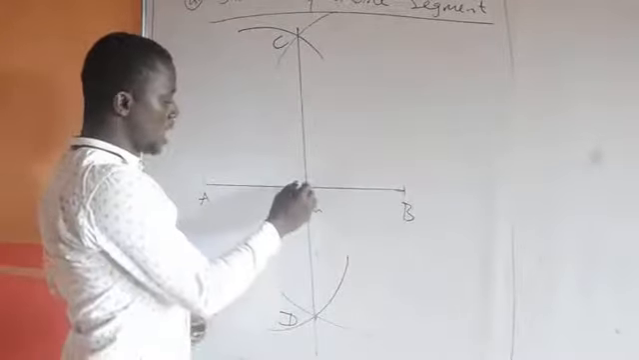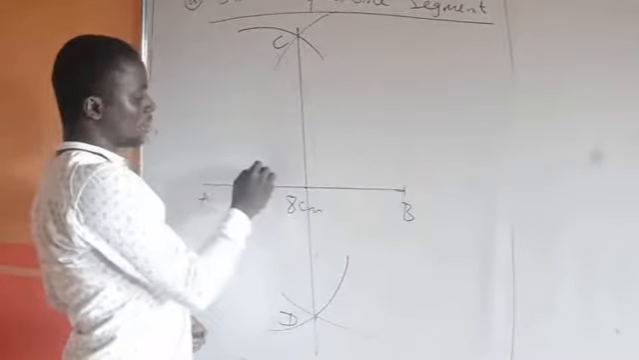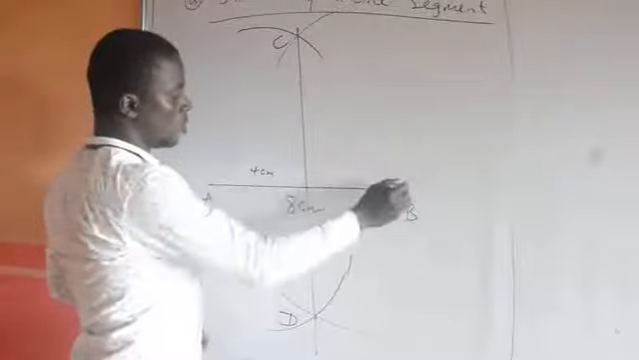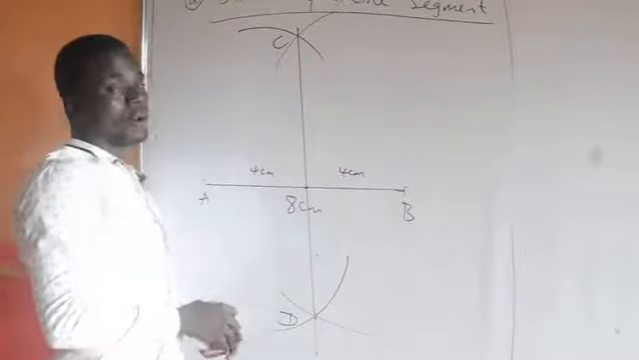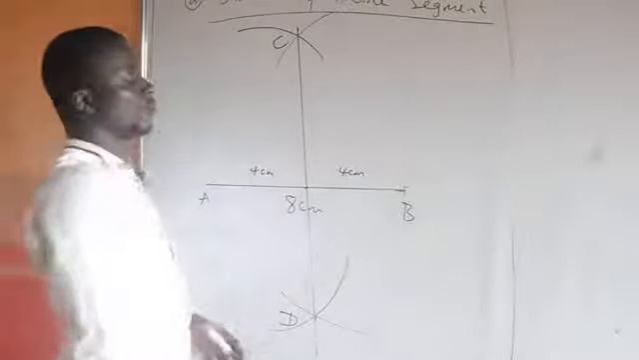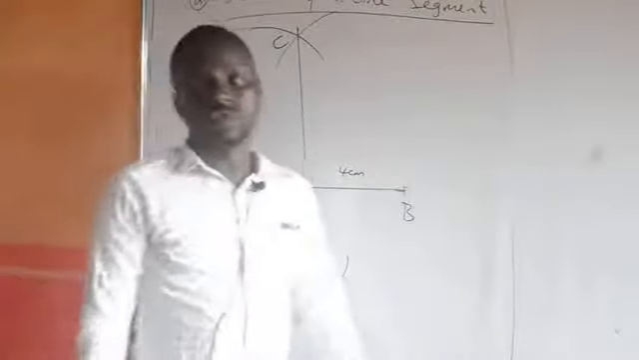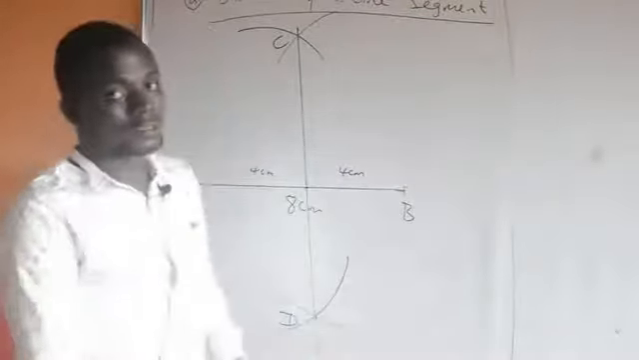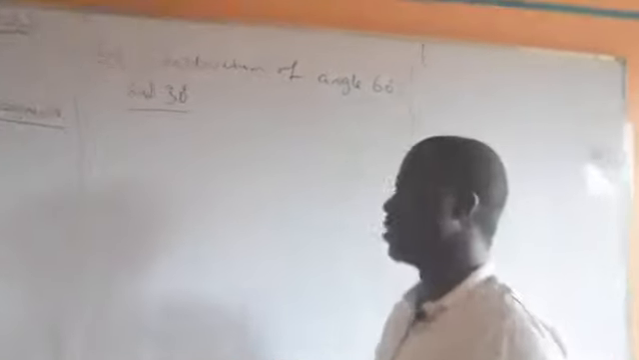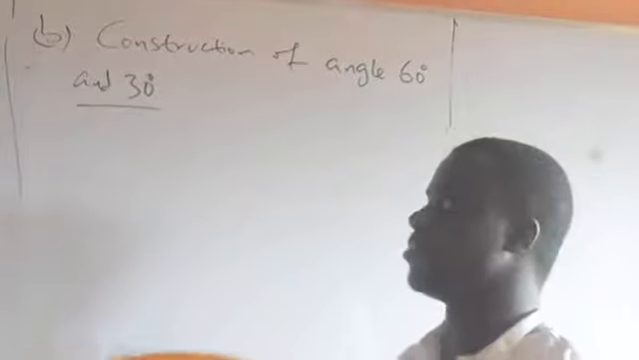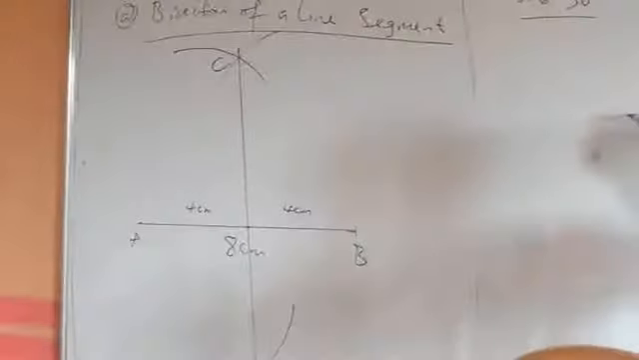So that from here to here will be 4 cm for measurement. And from here to here, also 4 cm. It's not less than or greater than 4. It's just exactly 4 cm. So let's continue from there. Hope you understand. So we are through with the first subtopic, which is bisection of a line segment.